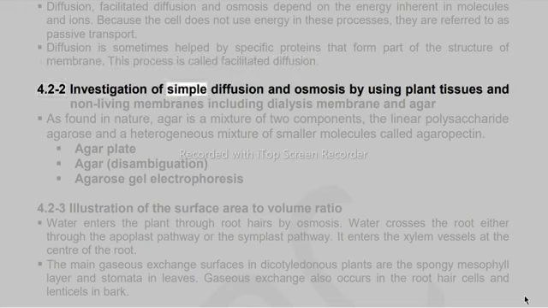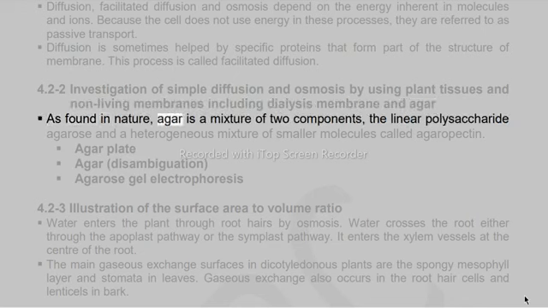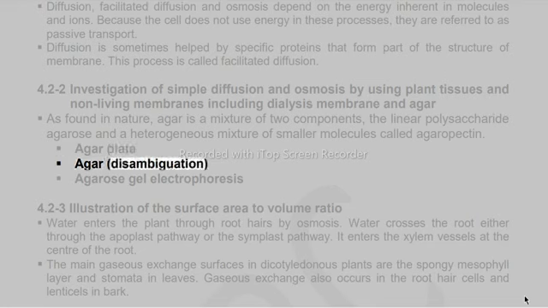4.2-2 Investigation of simple diffusion and osmosis by using plant tissues and non-living membranes including dialysis membrane and agar, as found in nature. Agar is a mixture of two components, the linear polysaccharide agarose and a heterogeneous mixture of smaller molecules called agaropectin. Agarose gel electrophoresis.